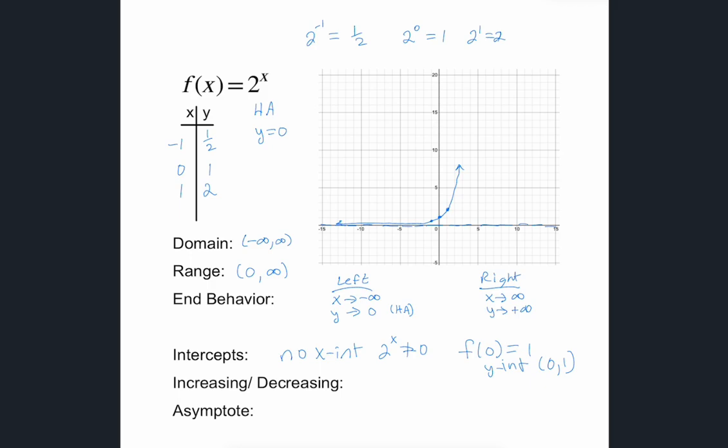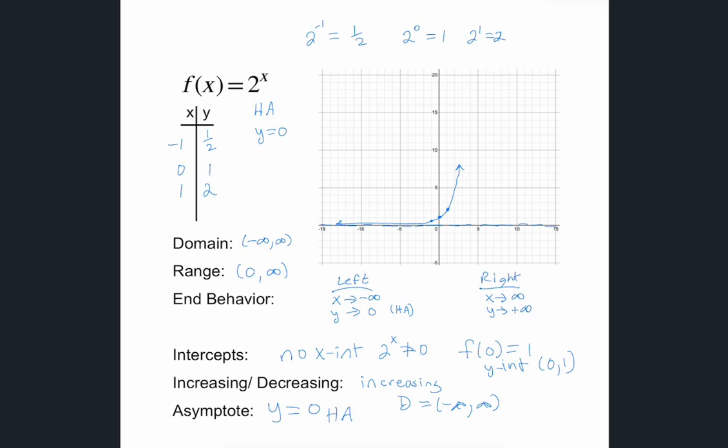These functions will either be always increasing or always decreasing along their domain. So this function, it doesn't appear, but it is getting a little higher, little higher, little higher, and it keeps going. So it is an increasing function. So it is increasing along the domain from negative infinity to positive infinity. Okay. And we already said that our horizontal asymptote is y equals 0.